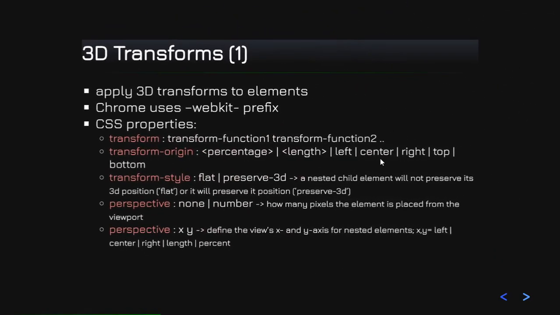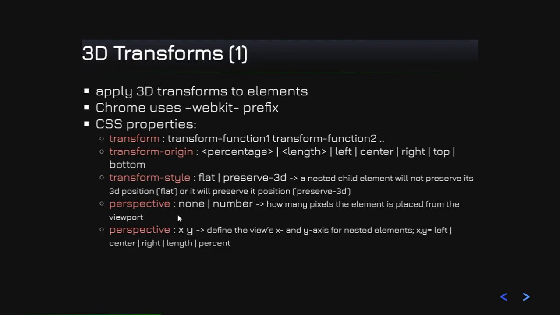Some other important properties are transform-origin, which is the same as for 2D transforms. Then we have transform-style, which is either flat or preserve-3d, which means that a nested child will not preserve its 3D position if we use the flat value, or it will preserve its position if we write preserve-3d.